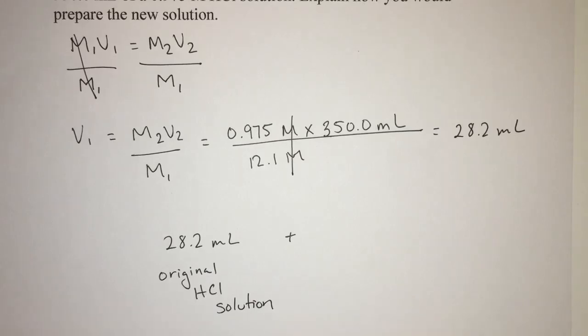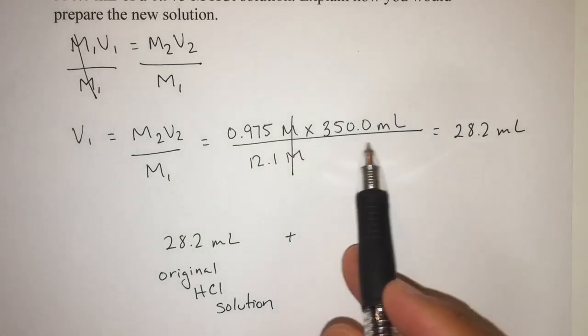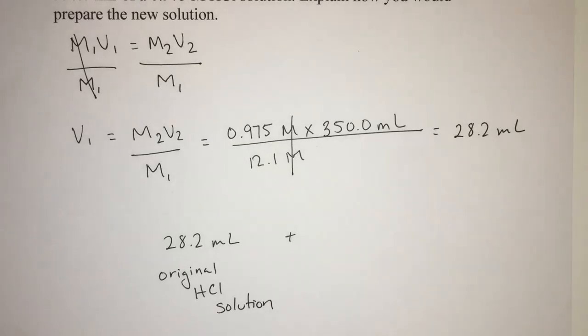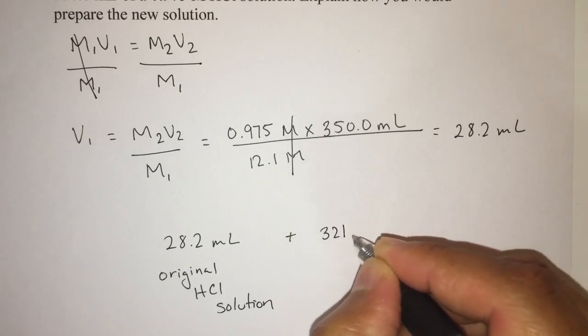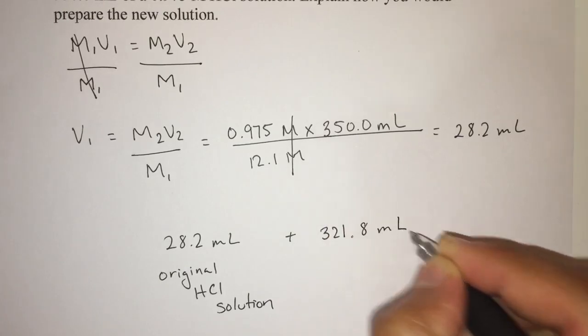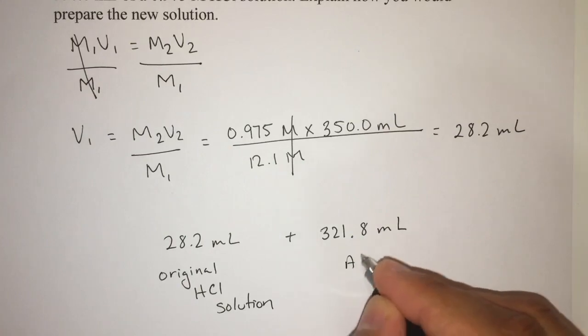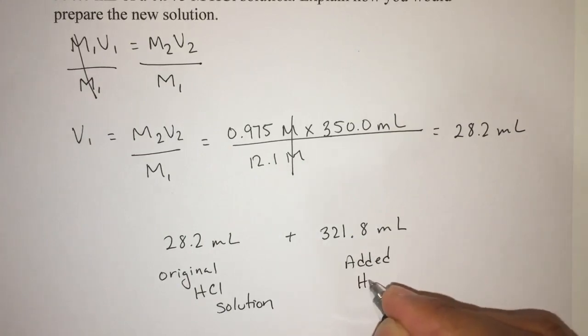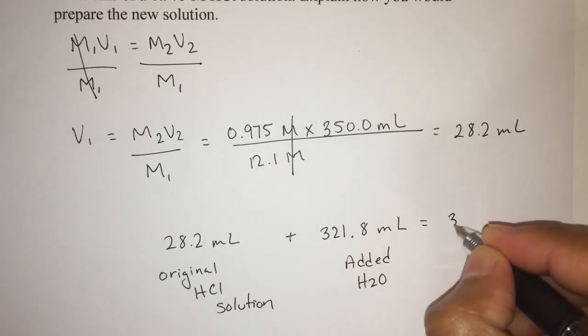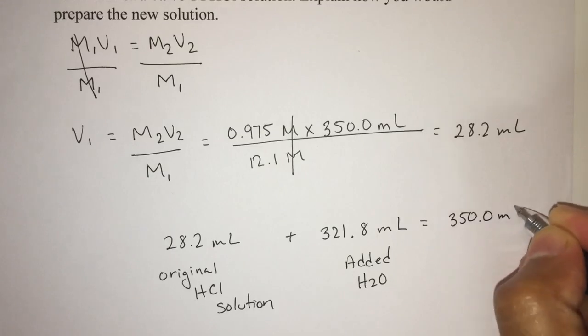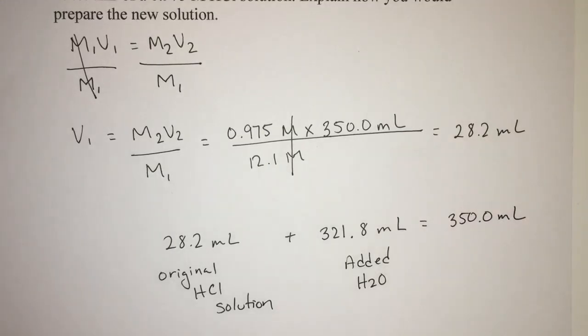Remember, we're not going to add 350 milliliters of water. We're going to add water to get to the final volume because that's our V2. And that's a common mistake students will make. 350 mLs is the final volume. So how much water do we add? 321.8 milliliters of added water. And of course, that will give us our final volume of 350.0 milliliters.